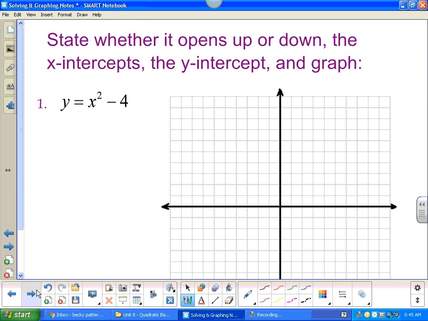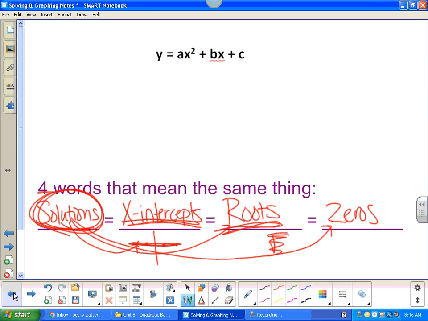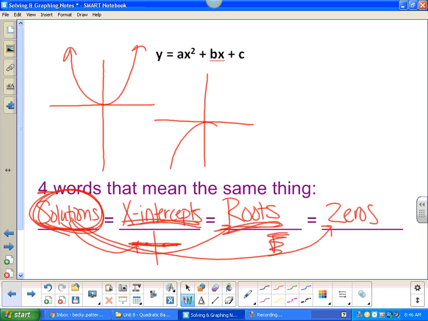So state whether it opens up or down, the x-intercepts, the y-intercept, and the graph. Well, the whole up or down thing, the graph of a quadratic function looks like this, kind of a U. Now, it can also look like this. And that all has to do with that number right there sitting on that x squared. If he is positive, we open up. If he's negative, we open down.